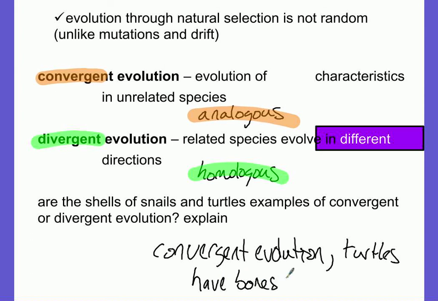And that would be a good reason to believe that they're not related to each other. Right? So we know that it's convergent because they're not likely to be related to each other when one's a vertebrate and the other one's not. So the shells just have to be a coincidence.